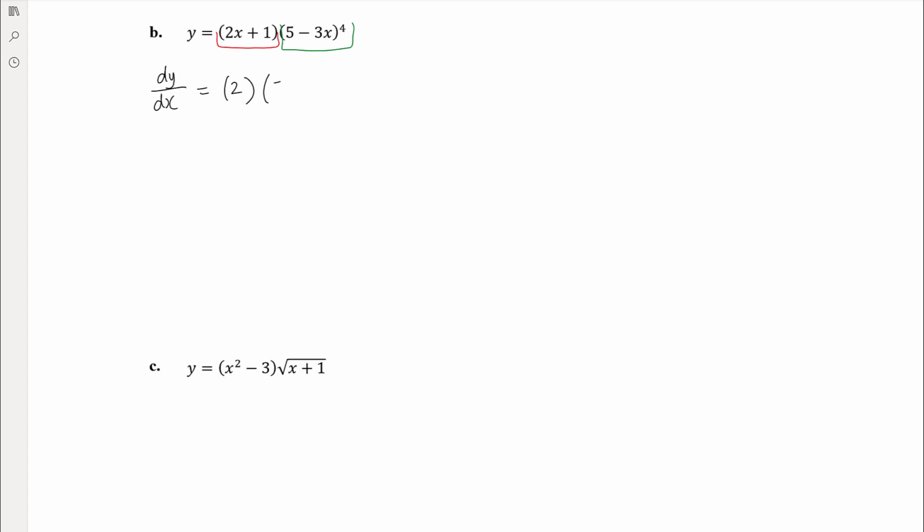And then we leave the second function as it is, so that's 5 minus 3x all to the power of 4. And then we add, and we leave the first function as it is. And then we find the derivative of the second function, so the green function. Now, to differentiate the green, it is going to require the chain rule.